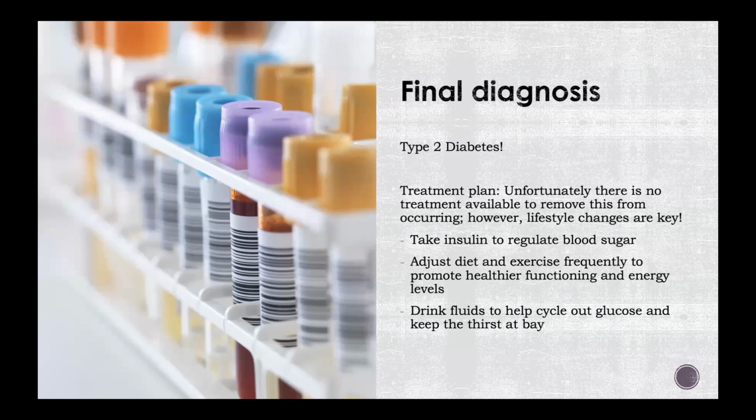So unfortunately, there is no treatment available to cure this. However, lifestyle changes are key to help keep diabetes at bay. Doctors may prescribe insulin to take regularly to regulate your blood sugar levels. It's important to adjust your diet and exercise to promote healthier functioning, get that fatigue at bay, and get higher energy levels. Drinking fluids is very important to cycle out the glucose in your urine and keep the thirst of diabetes at bay.